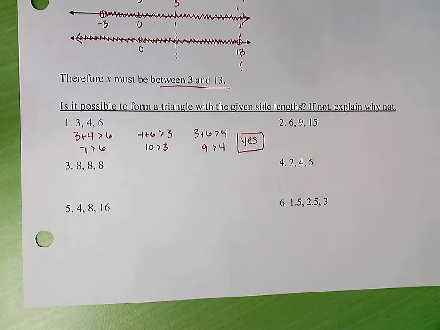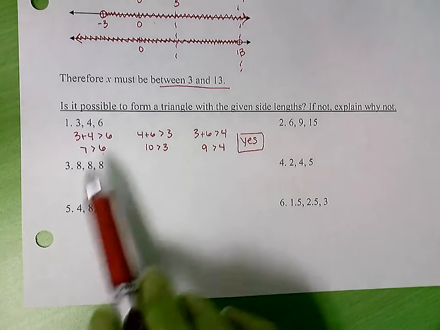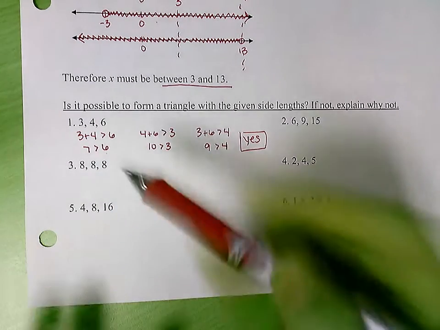Two smallest sides, add them together. They have to be greater than the third side. You don't have to do all 3 of these, just this one.